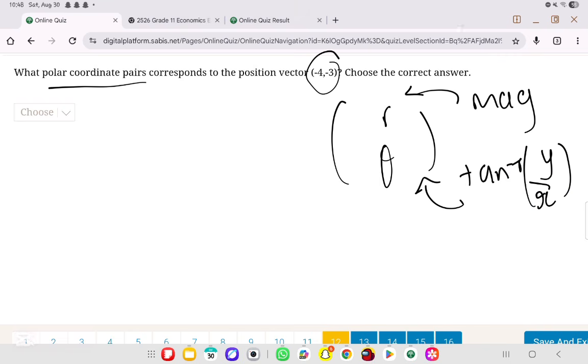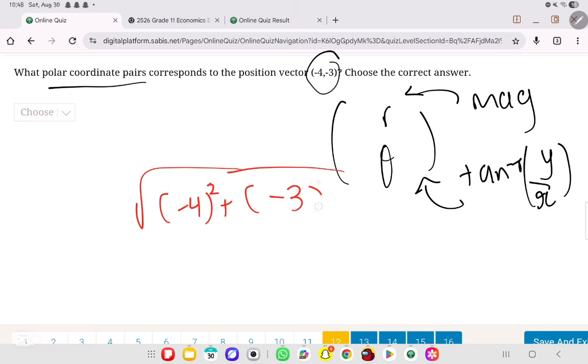So let's first of all find the magnitude. We know magnitude is radical of -4, and don't forget to put the brackets, the most important thing, -4 in brackets squared plus -3 in brackets squared. So it's -4 squared plus -3 squared. You will get an answer of 5. So R is equal to 5.